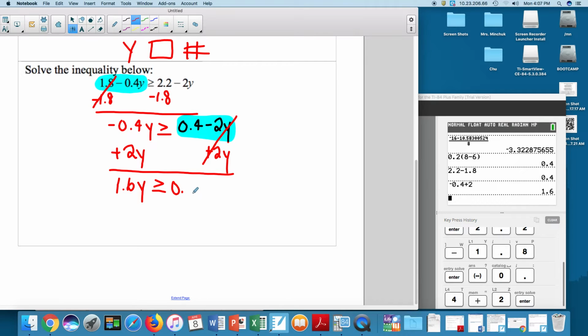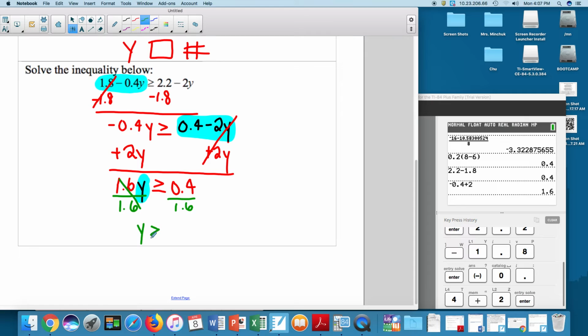And here's where a lot of people started to mess up. Well, we're trying to get y by itself, okay? So you're trying to move everything away from the y. The thing that's keeping y from being by itself right now is this 1.6. So to move it to the other side, we need to divide by 1.6 because this is 1.6 times y. Okay, so I get 1.6 and 1.6 cancels out.